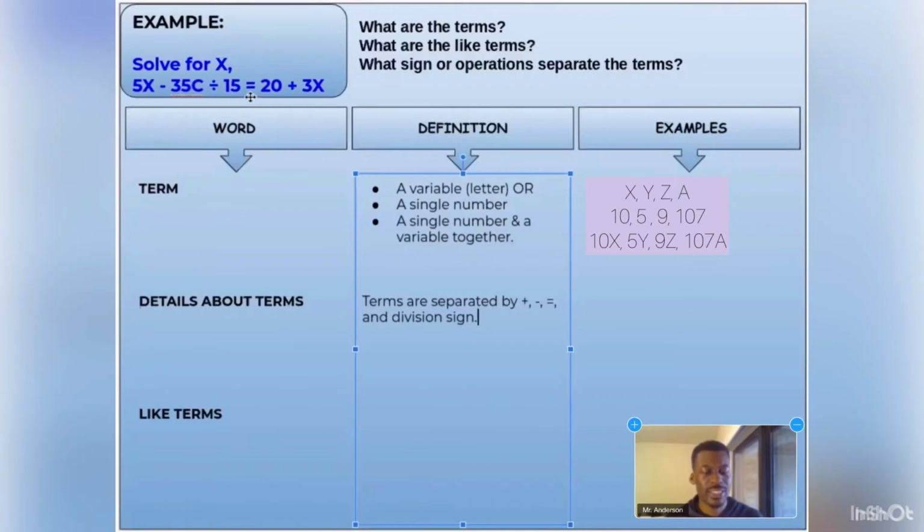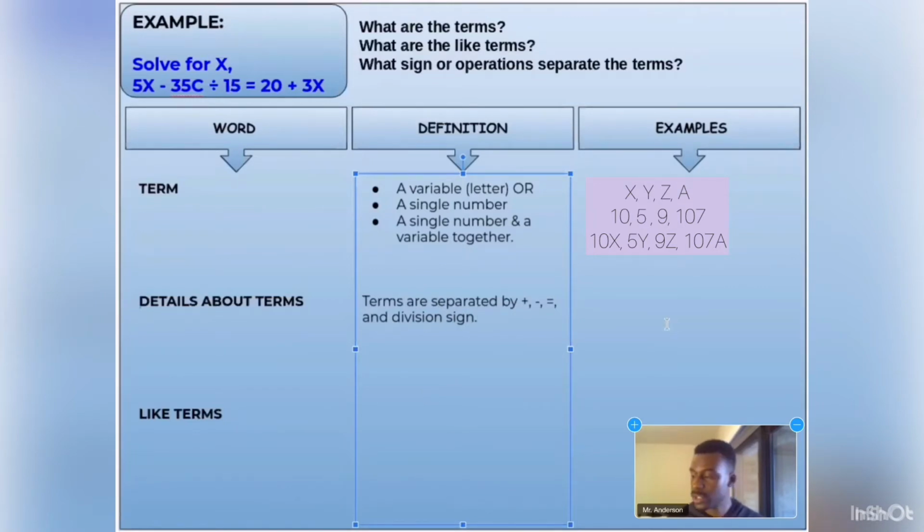So the equal sign is here. And then you have a 20. Oh, wow, that's another term. Then you have the plus sign. Then it's a 3x. Oh, that's another term. So this is just showing you in detail that each of these things are terms. And you're going to see how you can break this down real simple when you talk about like terms.